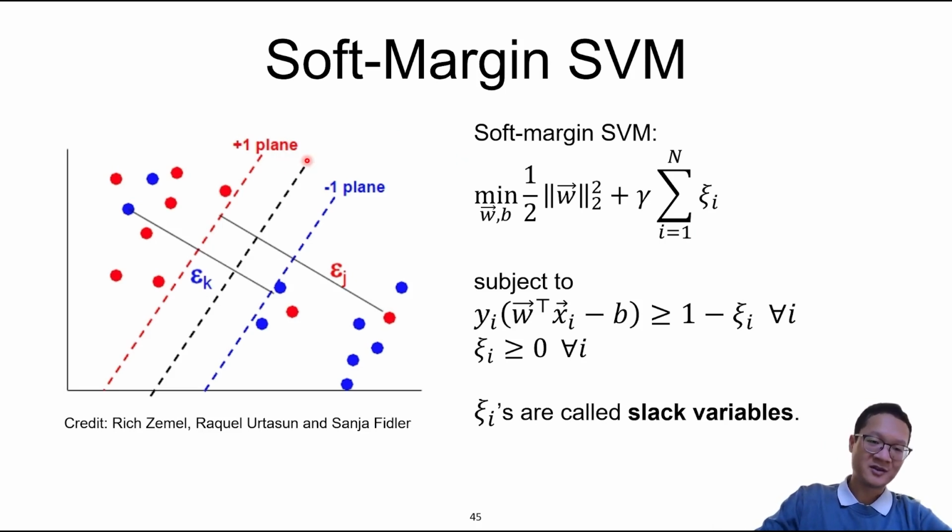So here in the diagram on the left, we have the decision boundary in black. The plus and minus 1 planes are basically all the points such that we have y_i times w transpose x_i minus b is exactly equal to 1.